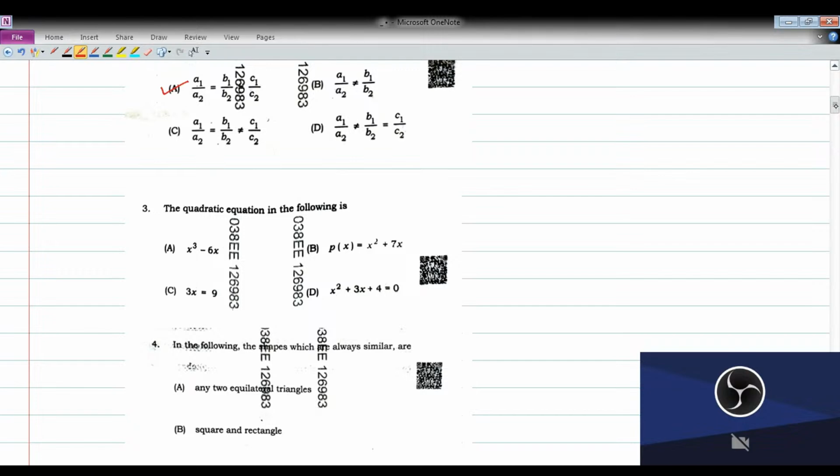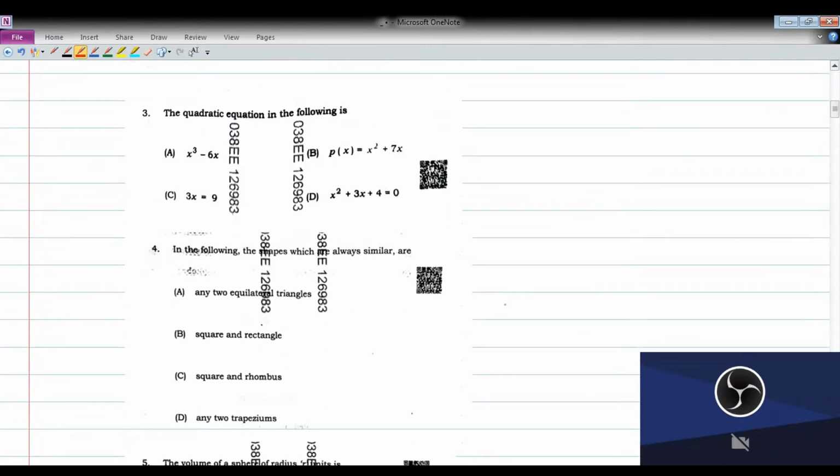Now I'm going to the third one, the quadratic equation in the following. See, this one is not the correct answer, as we have a cubic here. A is not the correct answer, as we have linear. C is not the correct answer. Here we have a quadratic, but it is not an equation, it is a polynomial. Therefore, that is also not a correct answer. Therefore, the required answer for question number 3 is x square plus 3x plus 4 is equal to 0.